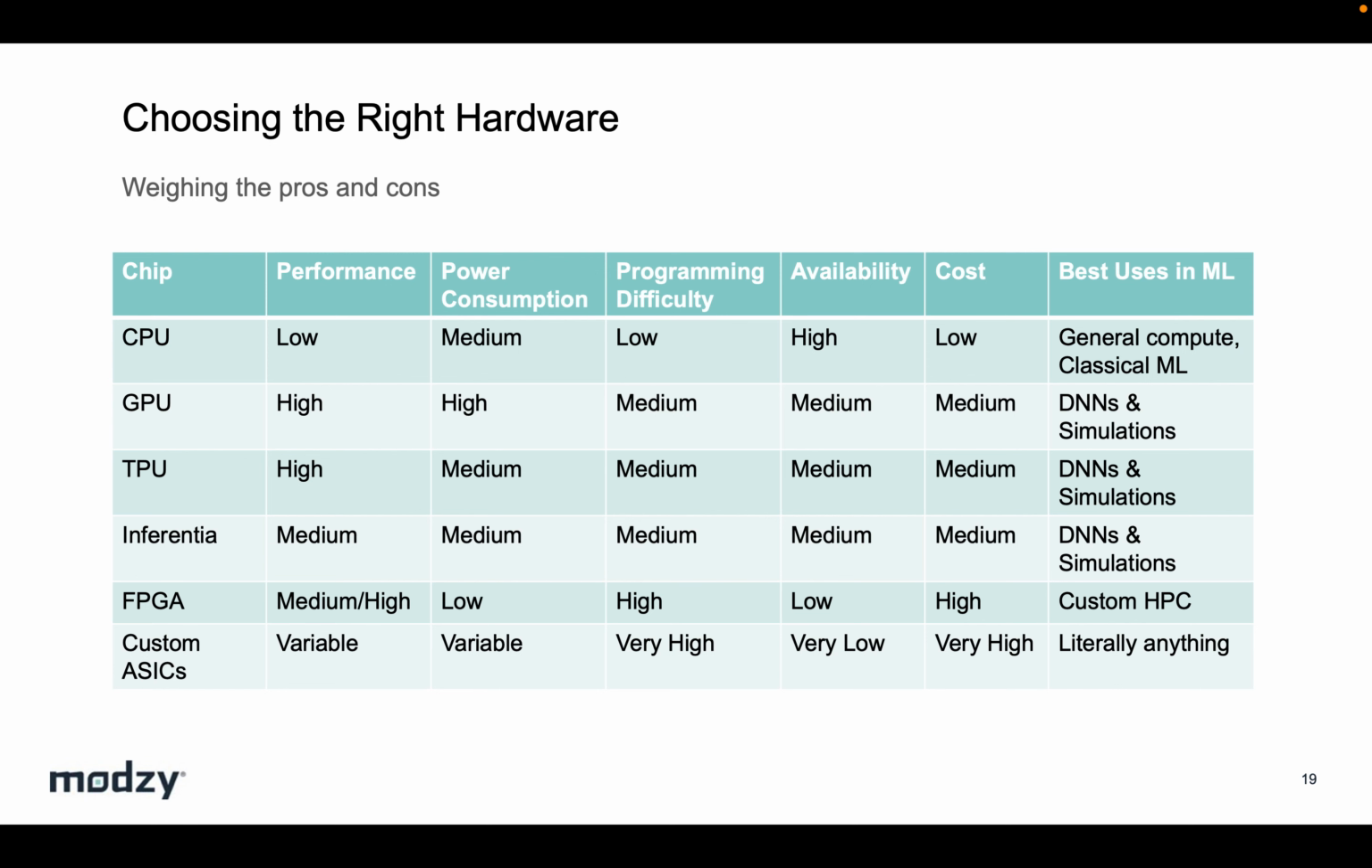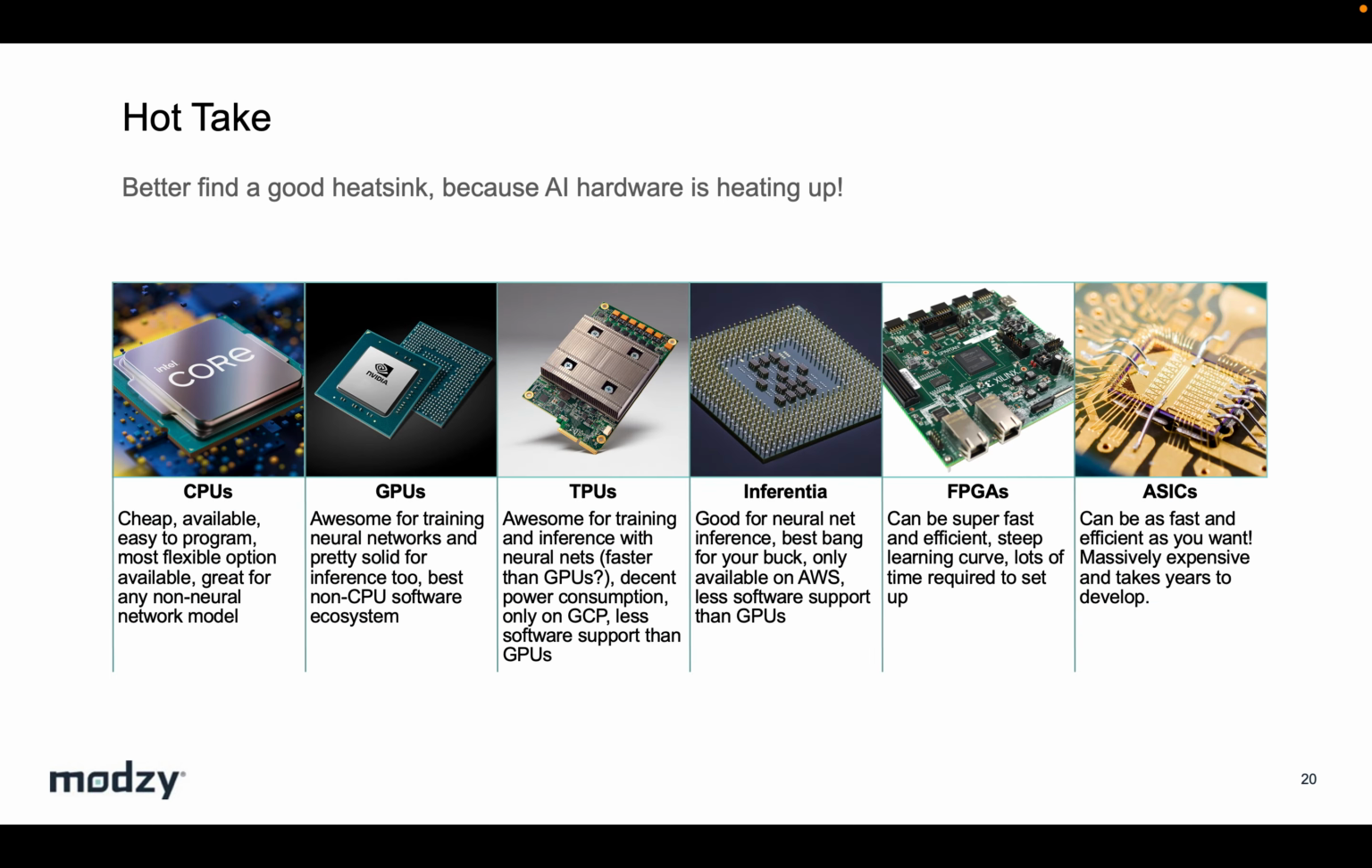FPGAs really start to get into the realm of custom high-performance computing. If you have a use case that is so bespoke and off the wall, maybe using really strange sensors that GPUs aren't working for you, an FPGA might be a good choice. And for ASICs, you can do anything you want, but recognize that the cost and the time is going to be astronomical. So it's not the first choice. It's probably the last choice you would pick. At least the last choice I would pick.